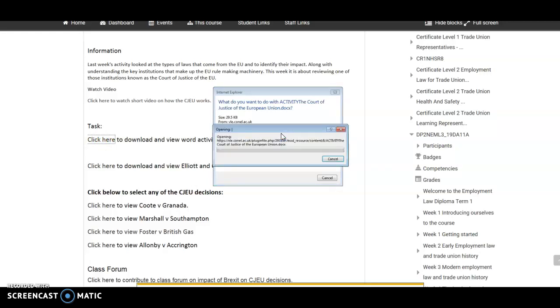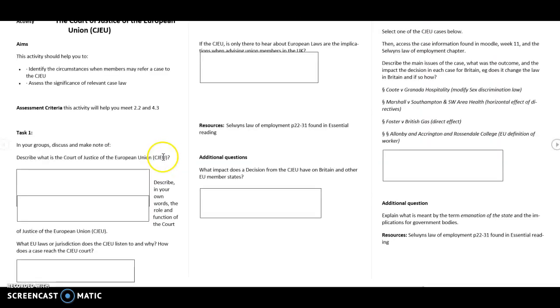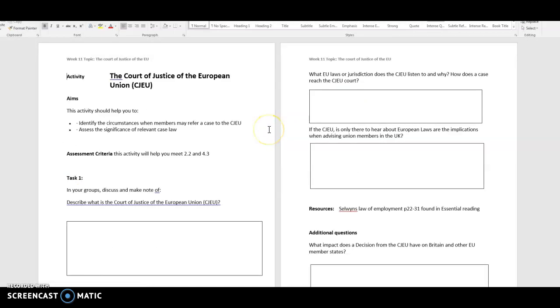But anyway, if I just show you the activity. So this activity will meet 2.2 and 4.3. In fact, the previous activity on the EU will do the same. I'll give you a choice whether you want to do all of them or just one of them. It shouldn't be too much of a problem. So let me just put that on edit.